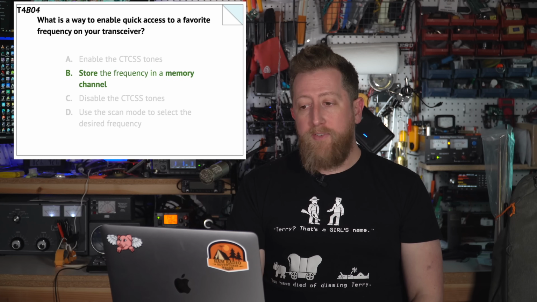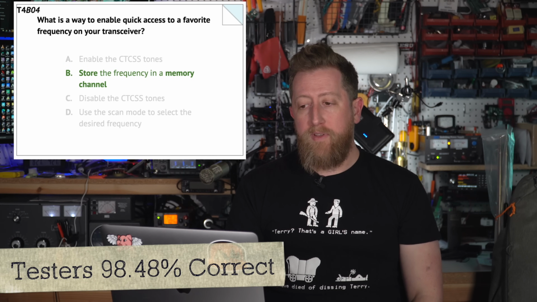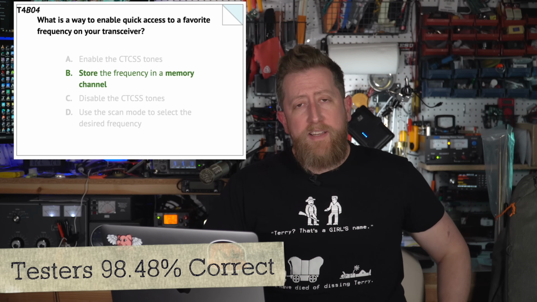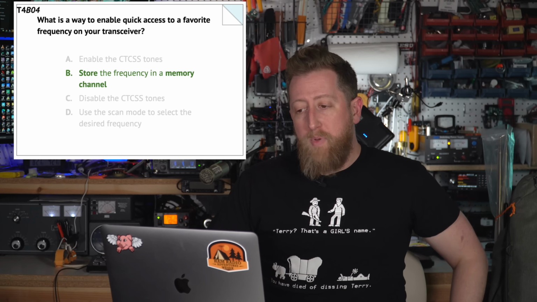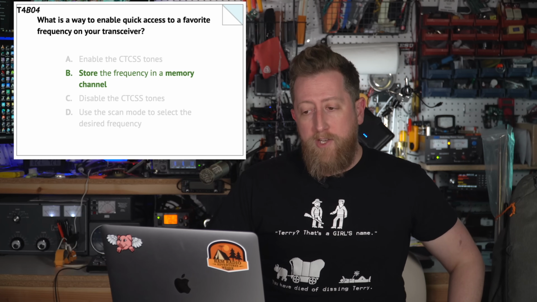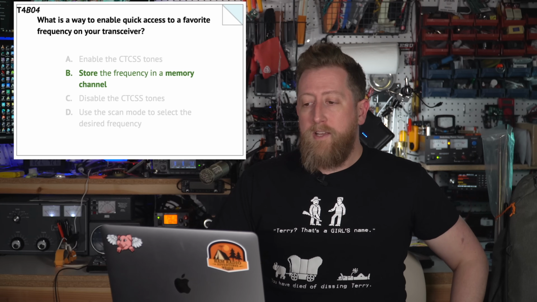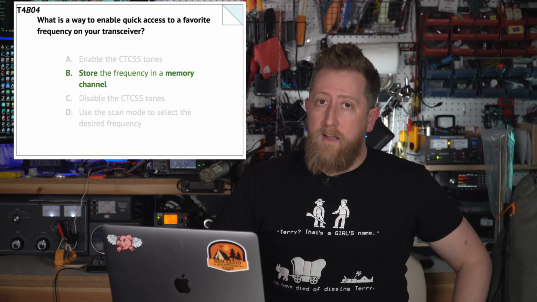T4B04, what is a way to enable quick access to a favorite frequency on your transceiver? A. Enable the CTCSS tones. B. Store the frequency in a memory channel. C. Disable the CTCSS tones. D. Use the scan mode to select the desired frequency.